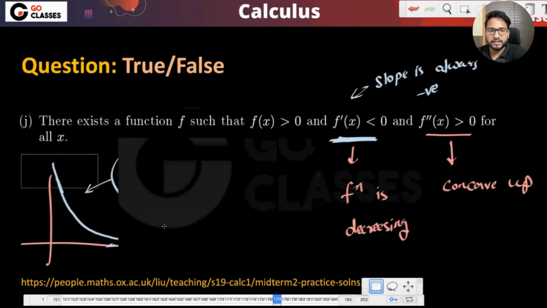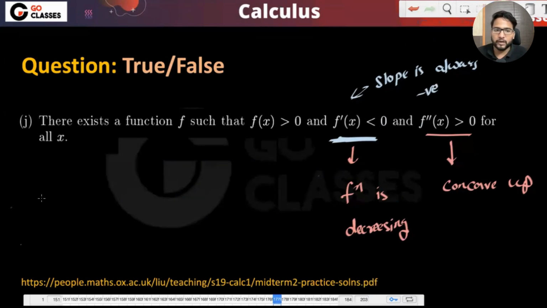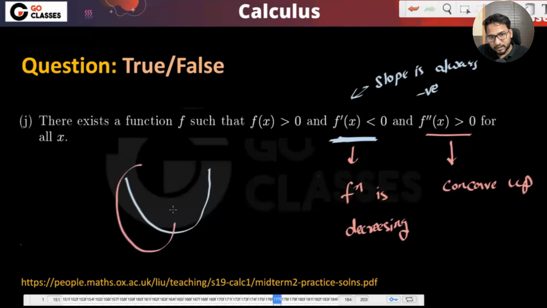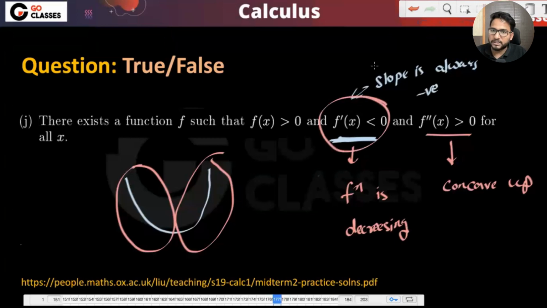I said f double dash is greater than 0, which means it is concave up, so the function behavior will be somewhere here. If the function is increasing, then you are here; if it is decreasing, then you are here. Then they are saying it is always decreasing, that's what they have given for all x. If the function is always decreasing, they have trimmed down this possibility.